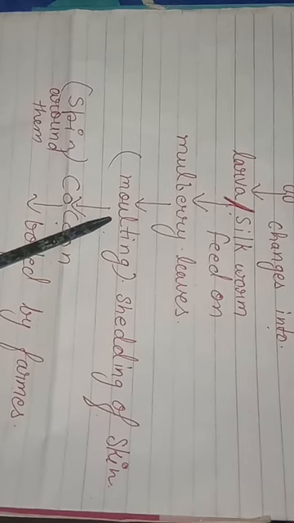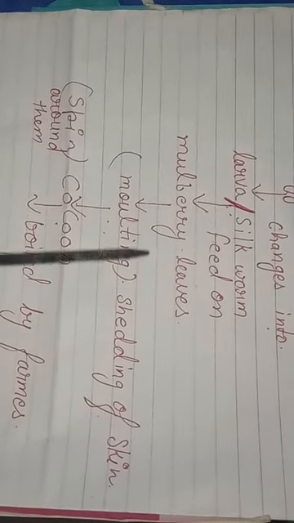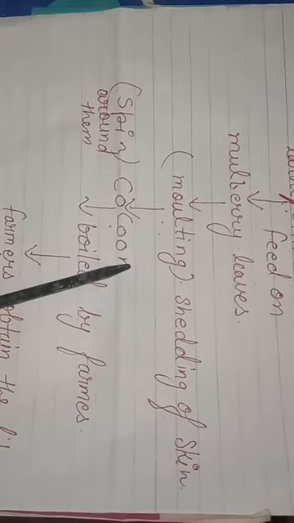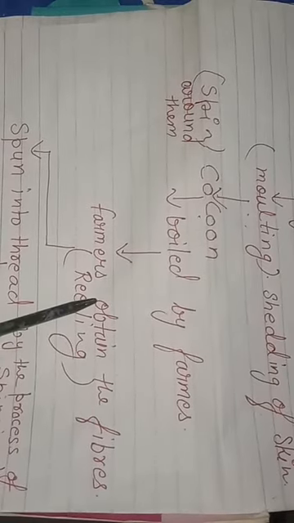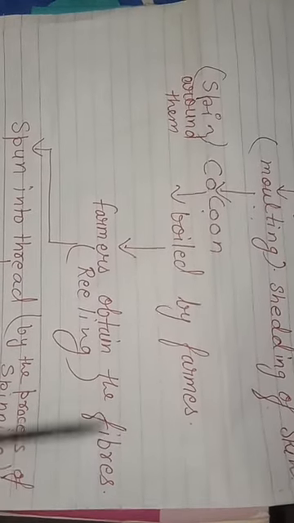After that, what happened? This shedding of their skin is known as molting. Molting means shedding of their skin. Then they form a cocoon. Cocoons are taken by the farmer. They boil that cocoon. After that, farmers obtain fiber by the process of reeling.